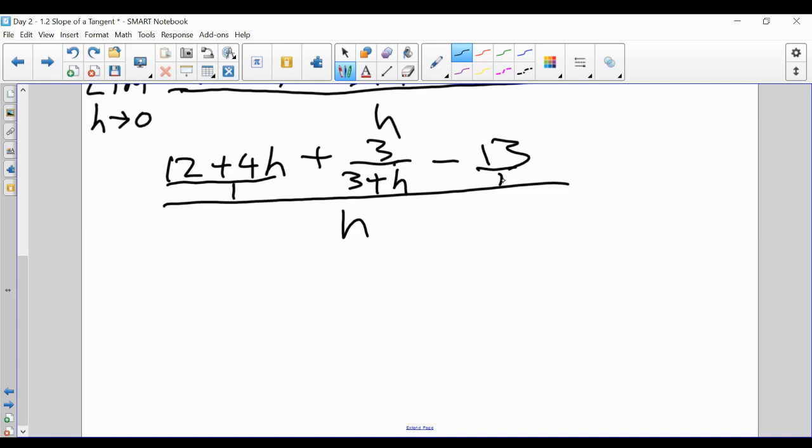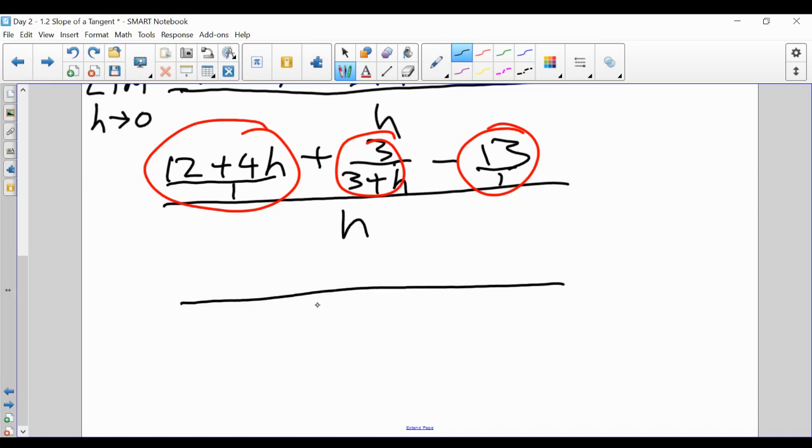I need a common denominator. Let me circle them for a second here. I need a common denominator for this, and that. What's a good common denominator? 3 plus h. Thank you, Anika. So we're going to use that as our common denominator. So here is my common denominator of 3 plus h. By the way, it's still on the end here, the limit as h approaches 0. That's still there.